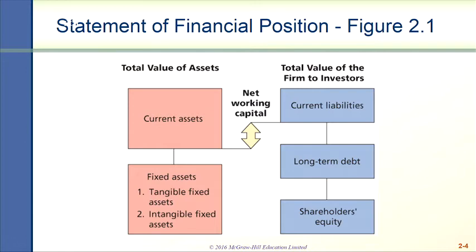Below that, we have what we call non-current assets, which are the fixed assets, equally divided into two. The first is the tangible fixed assets. Examples would be buildings, machinery, and vehicles that the company uses on a daily basis to generate revenue. We say tangible in the sense that you can see, touch, feel, and use them.